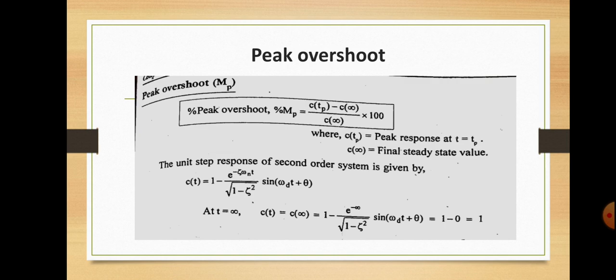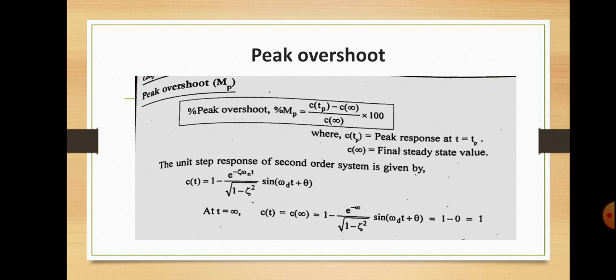The unit step response of the second order system is given by C of t equal to 1 minus e raised to minus epsilon omega n into t divided by square root 1 minus epsilon square into sin of omega d t plus theta. We have to find the value of C of infinity by substituting t equal to infinity. Substituting infinity instead of t, we get 1 minus e raised to minus infinity divided by square root 1 minus epsilon square. That will be equal to 1 minus 0. That means e raised to minus infinity is equal to 0. So that gives the value of C of infinity as 1.